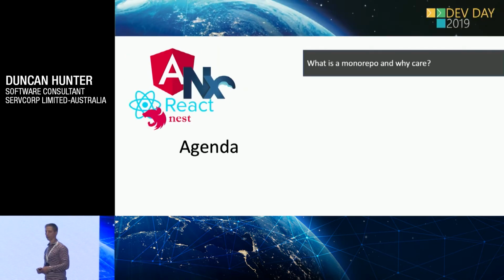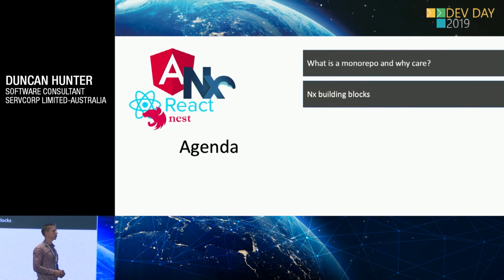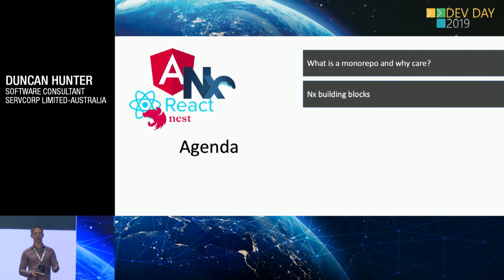So today we're going to be talking about lots of things. We're going to talk about monorepos and why you should care. Do you want to use a monorepo? Because there's other options. We're going to talk about NX a fair bit. We're going to talk about its building blocks. It's one of the best tools, I think, at the moment if you're going to do a monorepo to not end up having a monorepo that turns into a monolith.